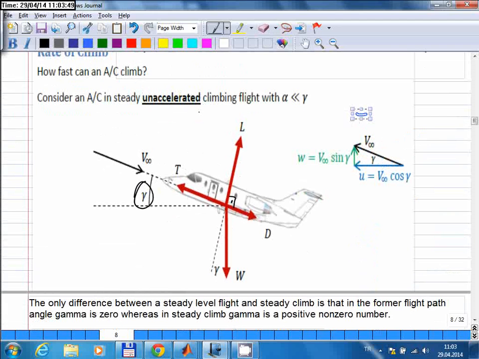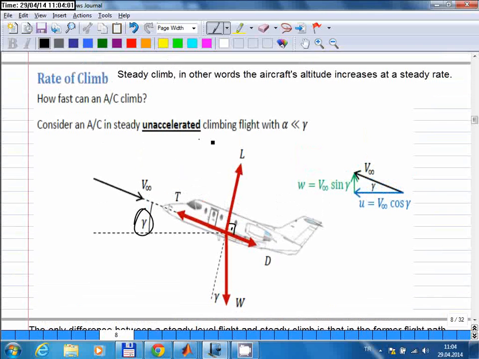The acceleration terms are still 0. Still the speed of the flight does not change, but the flight path angle is this time non-zero. So in this case, the velocity vector for the aircraft is this one. It makes an angle with horizontal. We call that flight path angle gamma. And in this case, the speed has two components, right? There's a horizontal component and the vertical component, and these two components are obtained through these trigonometric relations.